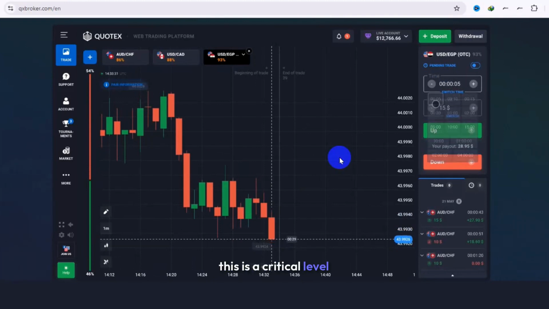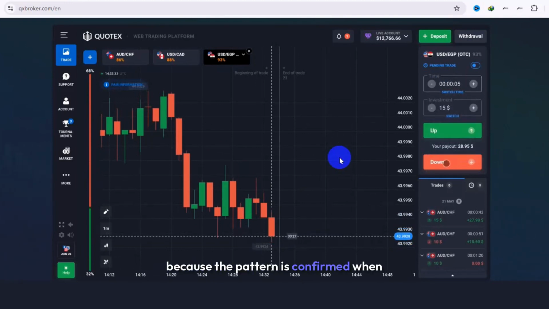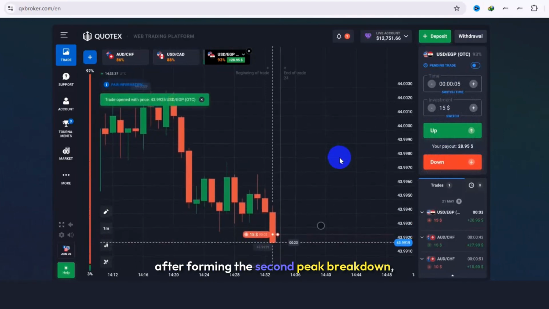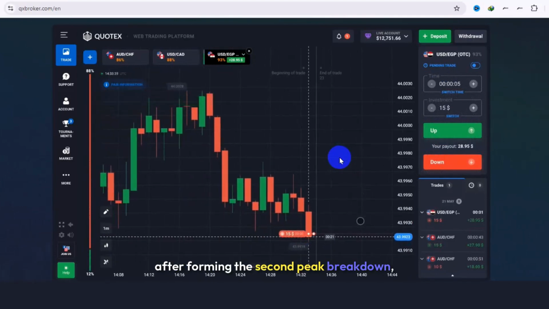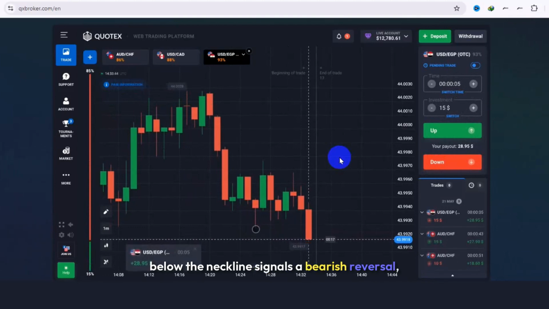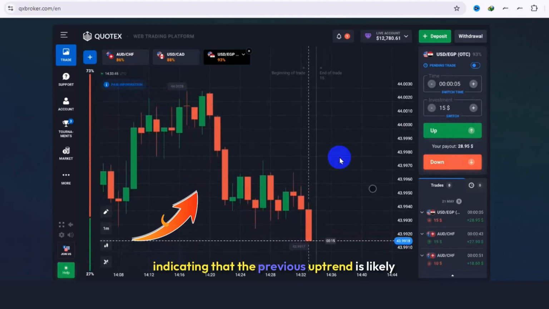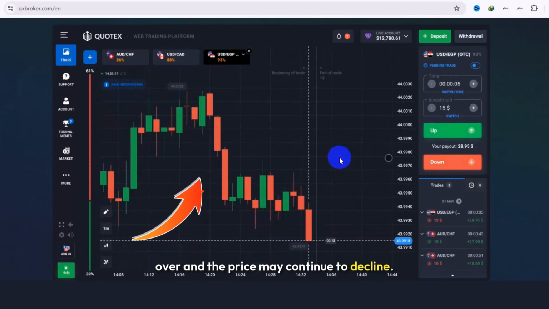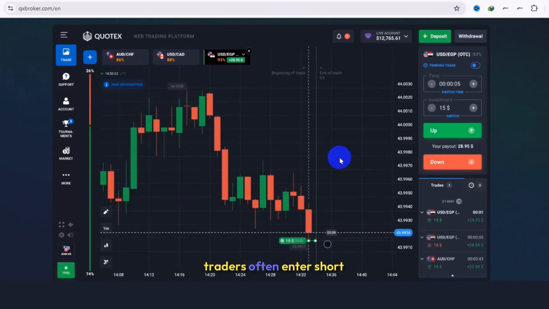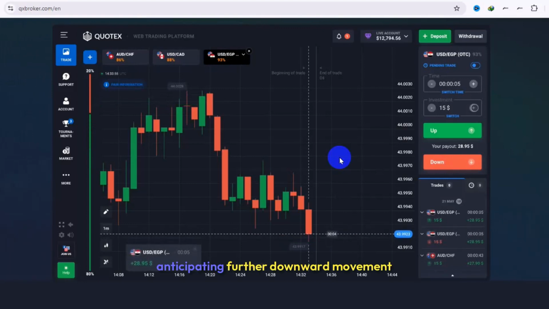This is a critical level because the pattern is confirmed when the price breaks below this level after forming the second peak. Breakdown. A breakdown below the neckline signals a bearish reversal, indicating that the previous uptrend is likely over, and the price may continue to decline. Traders often enter short positions at this point, anticipating further downward movement.